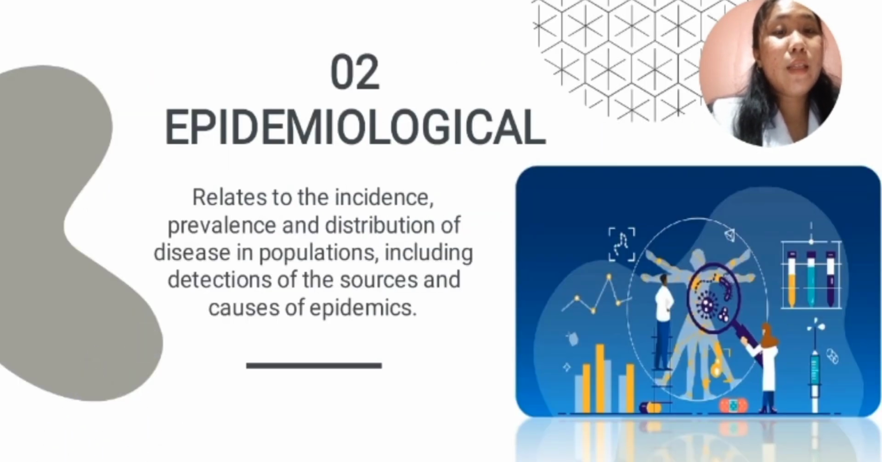Next will be the epidemiological, which relates to the incidence, prevalence, and distribution of disease in populations, including detection of the sources and causes of epidemics. It is also the study of the distribution and determinants of diseases or disorders within groups of individuals, as well as the development of knowledge on how to avoid and control them. It is the foundation of public health.